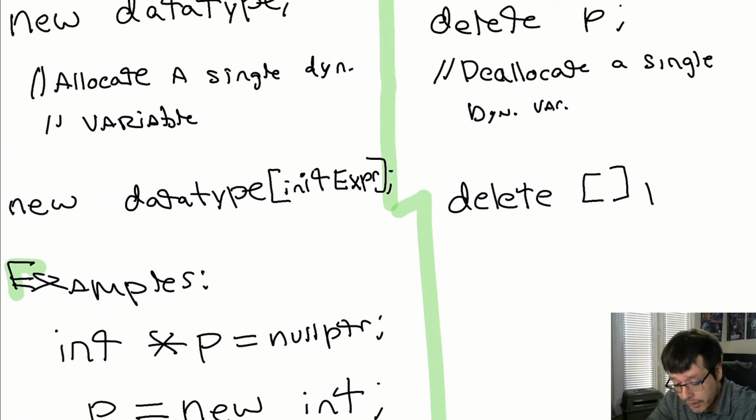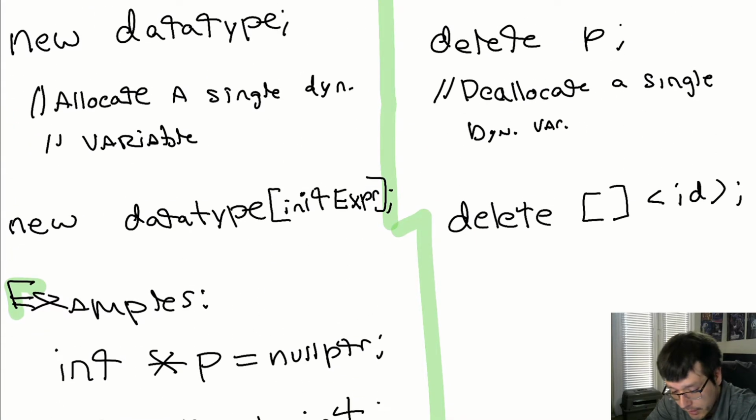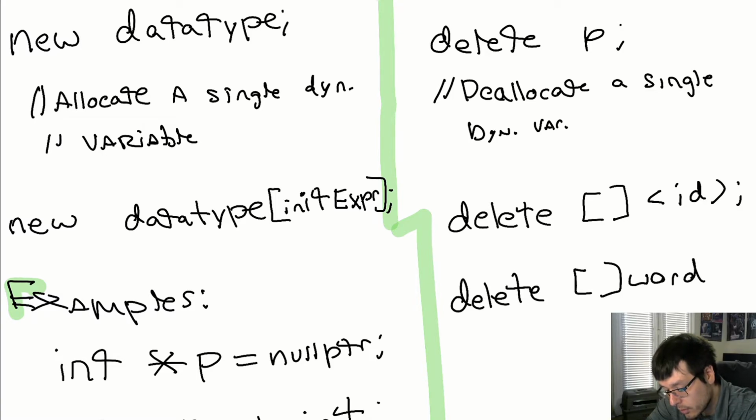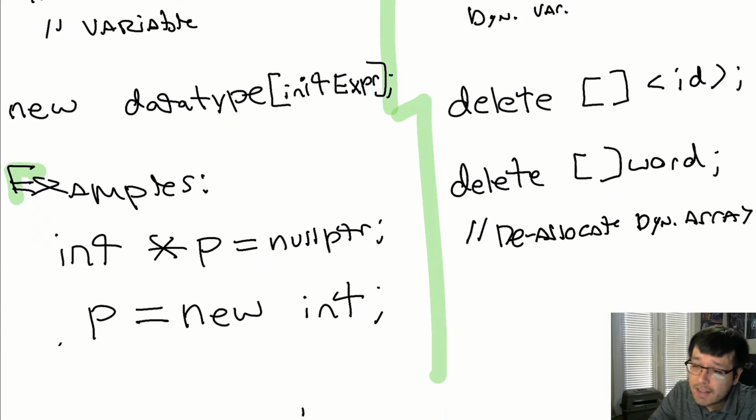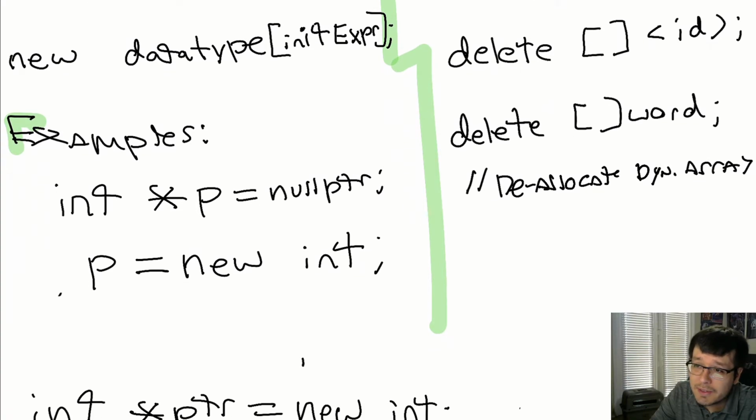To deallocate such an array, you need to call delete, put the square brackets, and then put your identifier of what the array is, and your semicolon, I guess. That's important too. So in our case, we wanted to delete the word character array. You say delete, square brackets, word, like that. And that is going to deallocate the array, which we call a dynamic array, actually. Okay, that's a little weird. It feels like it's backwards, but it's just the way it is, okay? The way that that's set up. You'll get used to it.